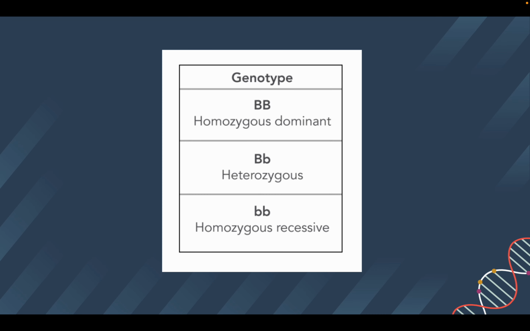So if we have a big B and a big B, those are two dominant alleles, and we call this homozygous. Remember, homo means the same, so homozygous dominant means two capital letter B's. Homozygous recessive means we have two of the same letter, which are two little b's because of this word recessive. Hetero, remember, means different. So heterozygous means we have one dominant allele and one lowercase allele. And this is shown by a capital B and a lowercase b.